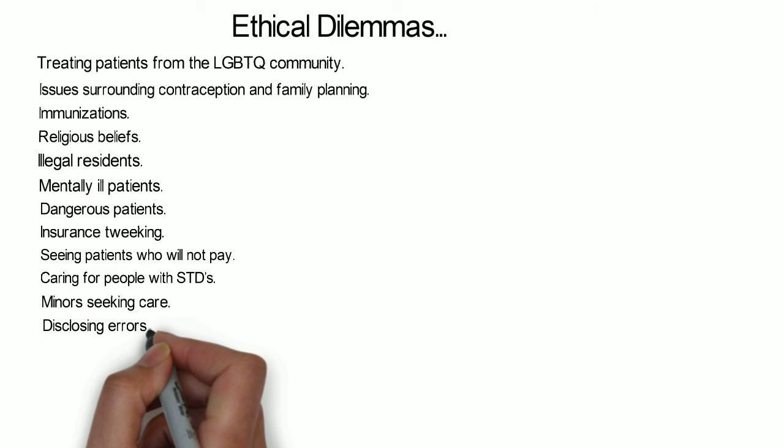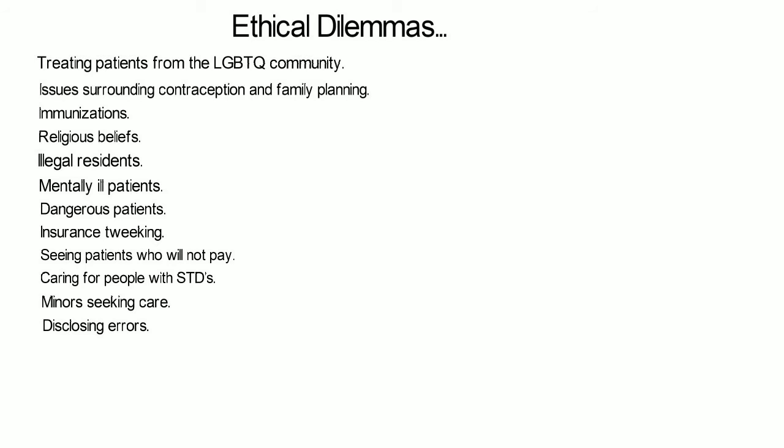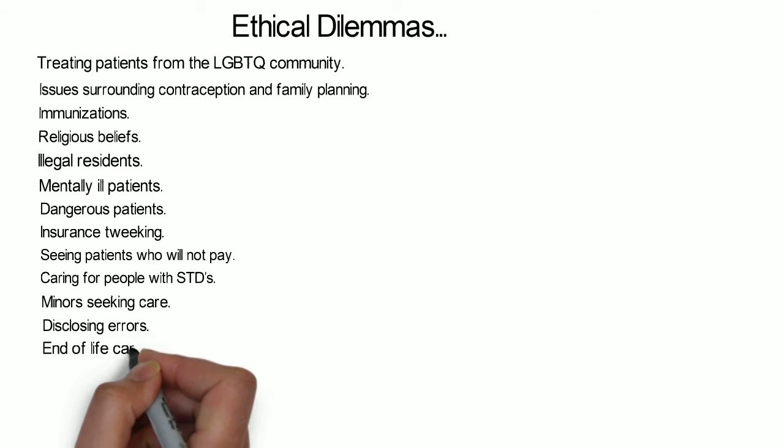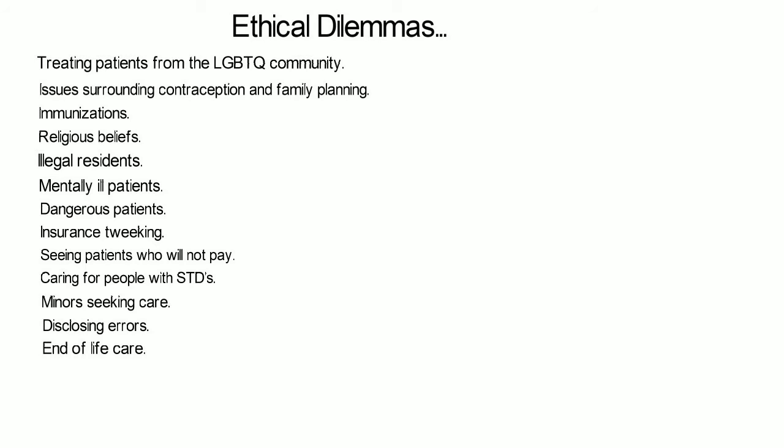What if you make an error? What are the ethics surrounding disclosing those errors to your patient? Some of our care might involve end-of-life care, and there might be ethical dilemmas surrounding that. Many of these ethical dilemmas also involve laws in the municipality or the area where we're practicing. These are but a mere few of all of the dilemmas that we might face as advanced practice nurses.